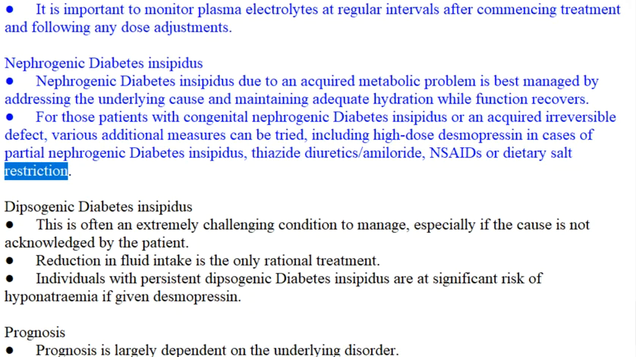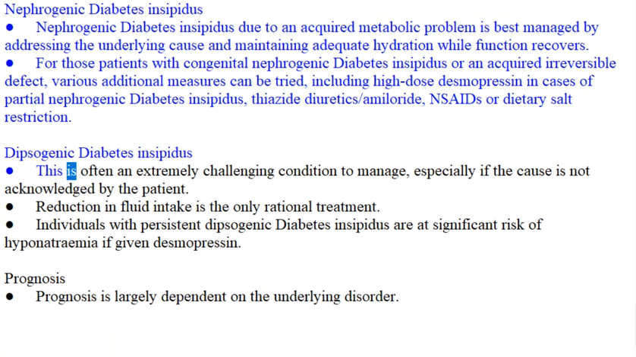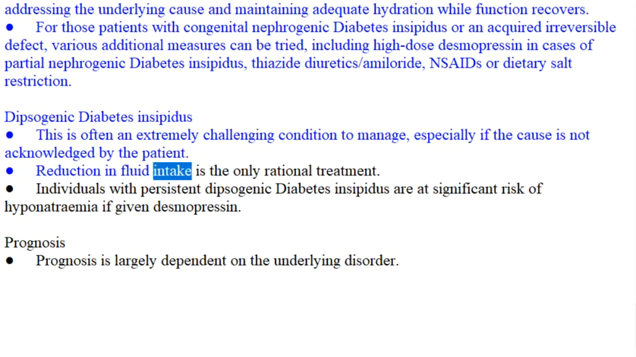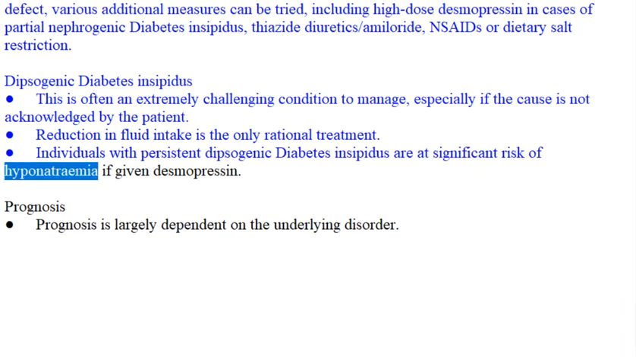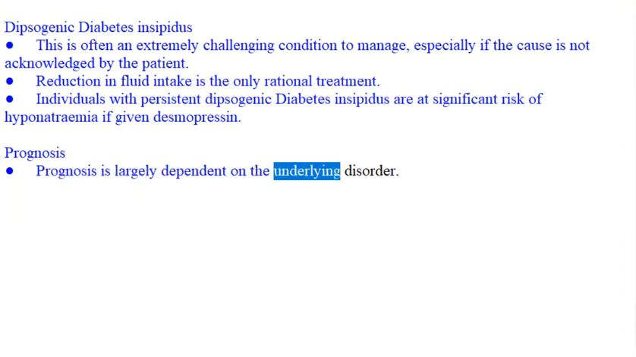Dipsogenic diabetes insipidus. This is often an extremely challenging condition to manage, especially if the cause is not acknowledged by the patient. Reduction in fluid intake is the only rational treatment. Individuals with persistent dipsogenic diabetes insipidus are at significant risk of hyponatremia if given desmopressin. Prognosis. Prognosis is largely dependent on the underlying disorder.